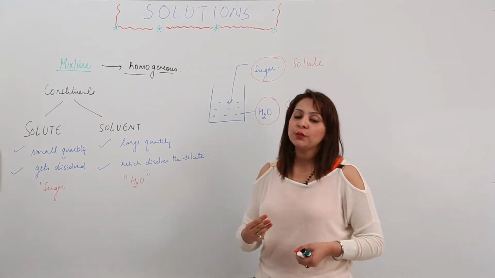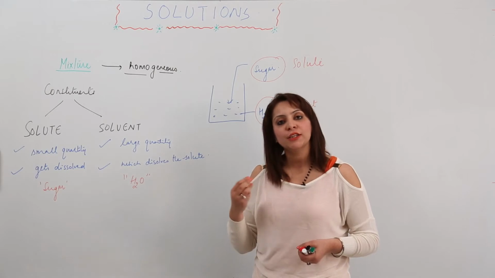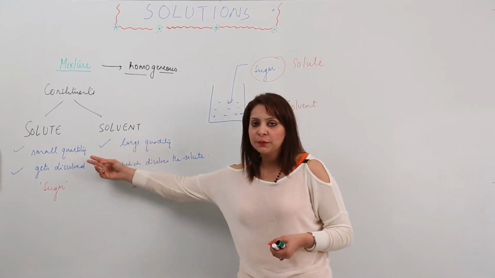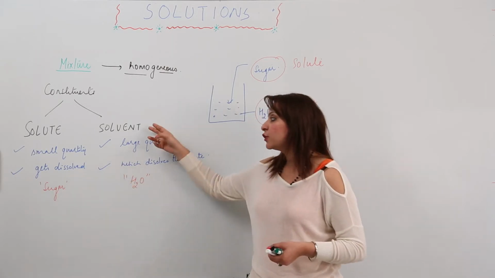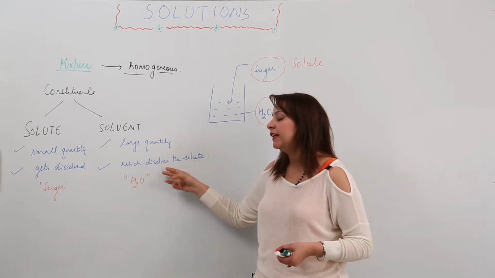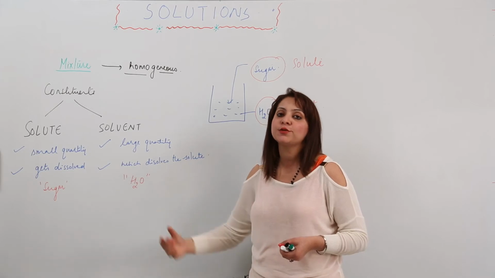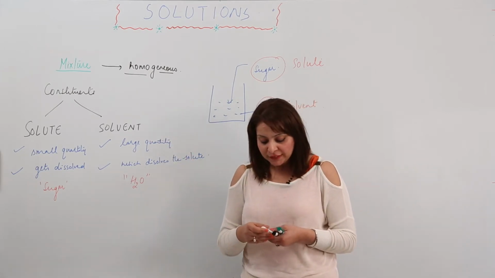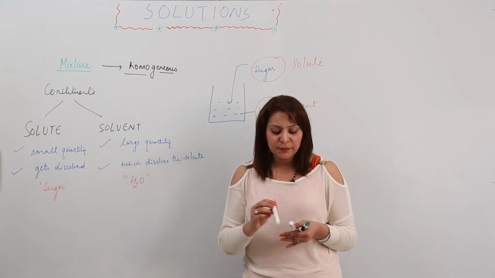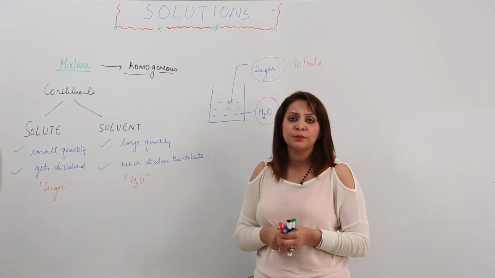Third, the constituents are always going to be a solute and a solvent, right? The substance present in small quantity is the solute, and it also gets dissolved. And the solvent is present in large quantity, and it has the ability to dissolve the other substance. So this is the solvent, right? Coming to more characteristics, we will be taking the solution topic in much more detail.